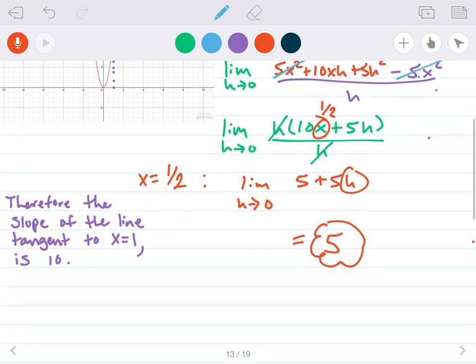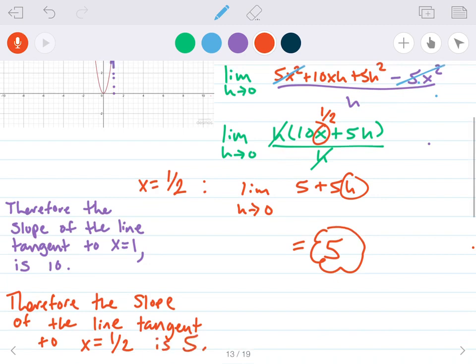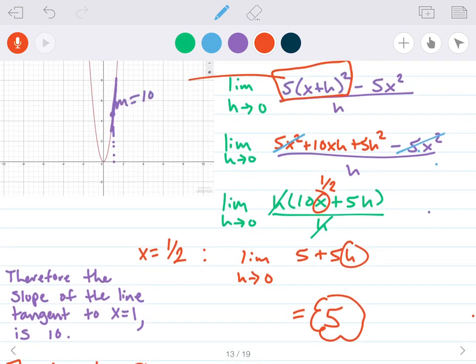So, therefore, let's write in words, the slope of the line tangent to x equals 1/2 is 5. Okay, does that make sense? Well, let's see. 1/2, that's going to be about right here. So that's our slope. And I think that does make sense, because doesn't the slope of this line look flatter than the slope of that line? Hence, the slope is a smaller positive number, and so it's flatter.